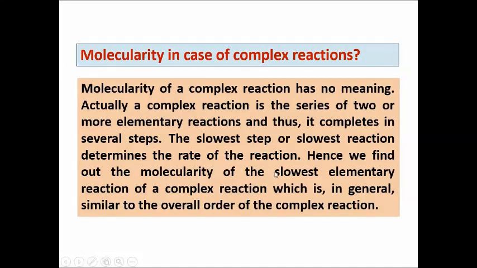Among the elementary reactions, the slowest reaction determines the rate of the reaction. Hence, we find the molecularity of the slowest elementary reaction of a complex reaction, which is in general similar to the overall order of the complex reaction. So that point you have to see. The slowest reaction we first have to find, and from there you can get the rate of the reaction. Plus, we can get the molecularity of the reaction from the slowest step.